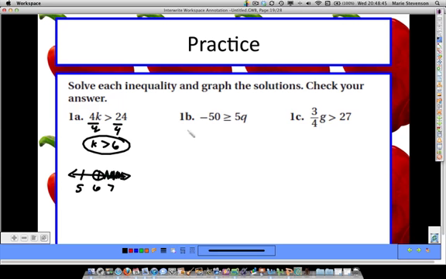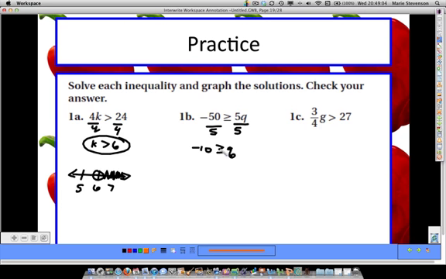Okay. B. Q is reversed. That's fine. So we're still going to divide by 5. I get negative 10 greater than or equal to Q. Now remember what I talked about in the last series with 3.1 and 3.2. We want the variable first. So we can swap these, but I must flip my inequality.